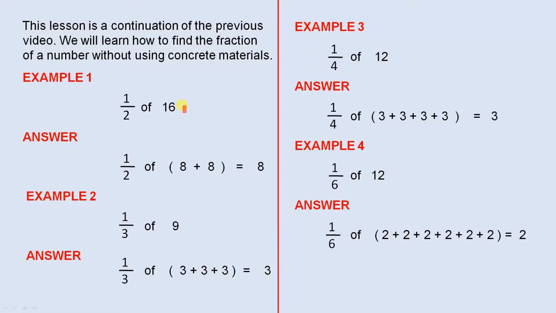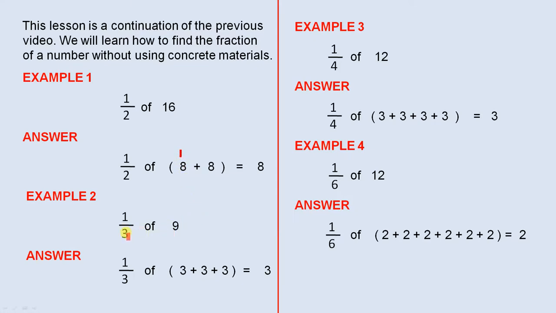Let's start with a half of 16. We divide 16 into two groups, so that's a half of 8 plus 8. We're interested in one of those groups, which is this one. So a half of 16, that is a half of that total, equals 8, because we're only interested in one of those numbers.